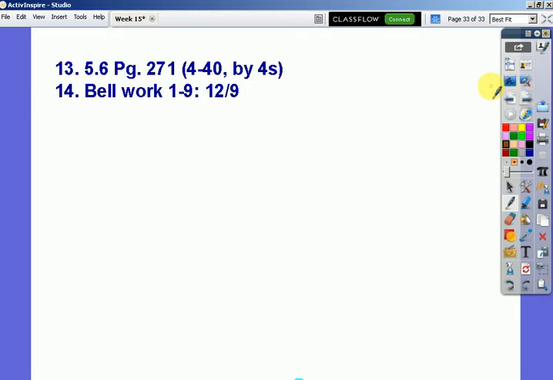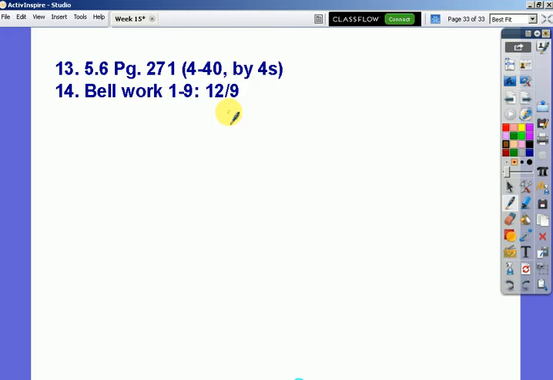This is your updated table of contents. This item was from yesterday, number 13. The bell work 1 through 9 was from today. If you didn't get all 9 items in class, then of course go back and rewatch the ones that you didn't get to finish. But do have all 9 items for bell work. Label that 12-9.